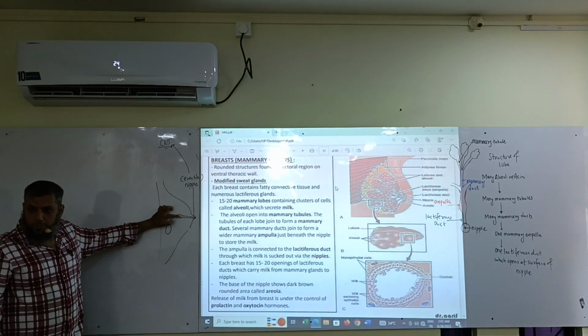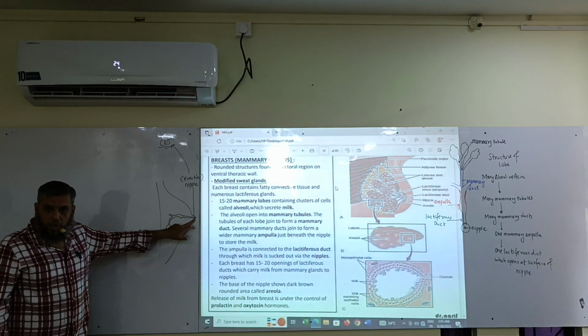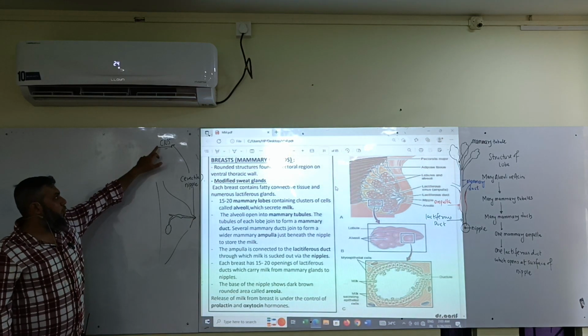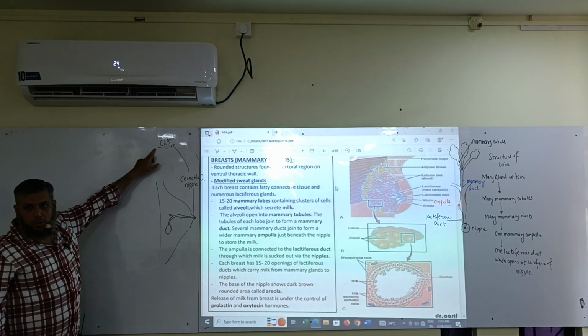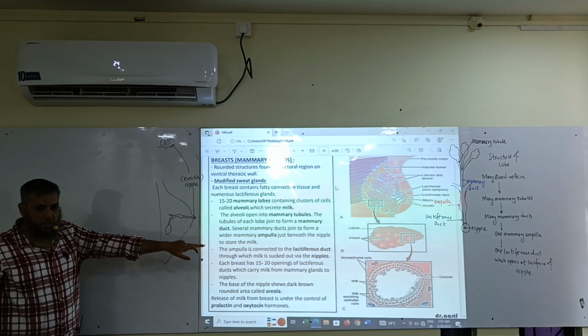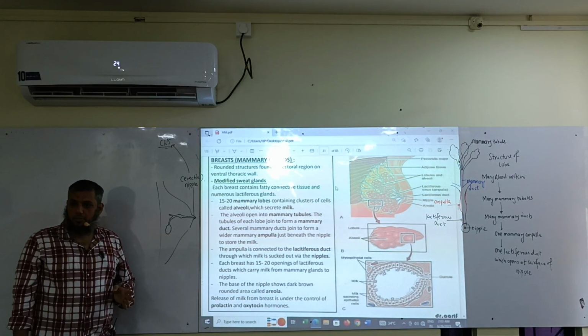What is my point? When the baby suckles on the nipple of the mother, I told you it has a lot of sensitive neurons. Straight away it goes to what? CNS. The CNS has the hypothalamus. The hypothalamus secretes oxytocin. Oxytocin acts on the myoepithelial cells. The milk is ejected out. Did you understand the structure of the mammary gland?